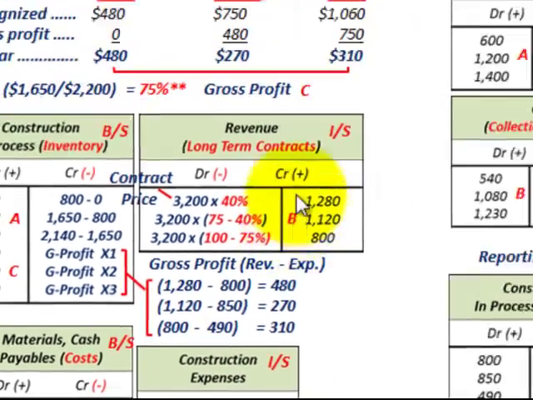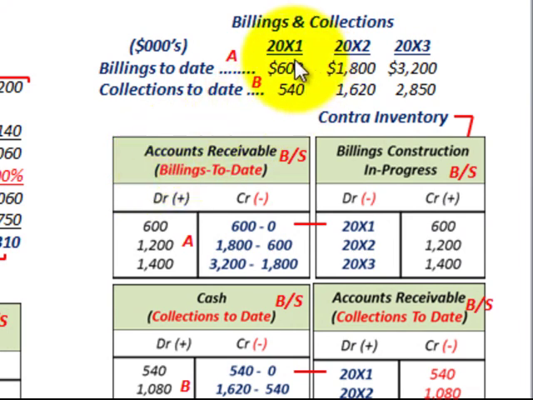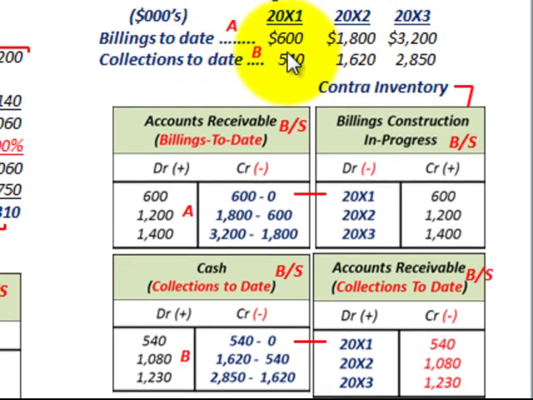Okay, so the next thing we have to deal with is our billings and our collections. Again, this is in thousands of dollars. We're going to lay it out for each of those years, 20x1 through 20x3. So we're going to look at our billings to date and our collections to date and how we are recording them. I've got these numbers laid out for our billings to date, and then our collections to date. So start with our billings to date.